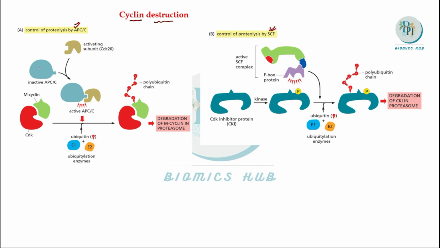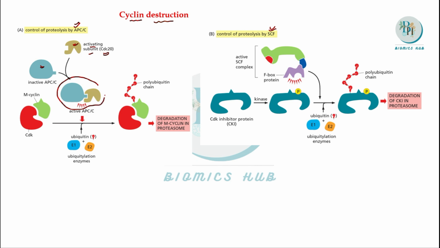The APC which is present is activated by an activating subunit known as CDC20. And this APC degrades the cyclins of the M phase. Like we can see, this was an inactive APC. When the activating subunit CDC20 combines with it, it activates the APC.